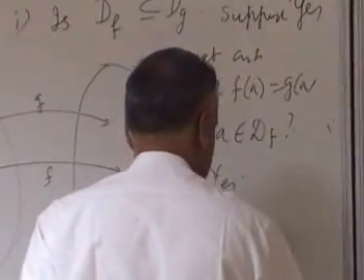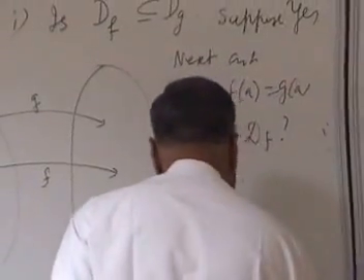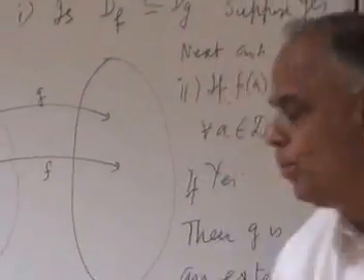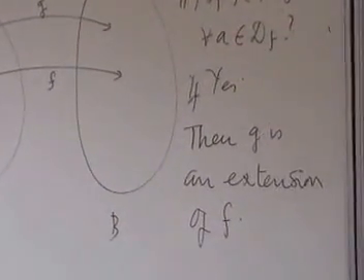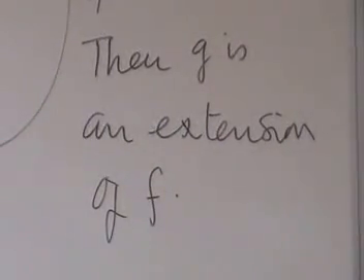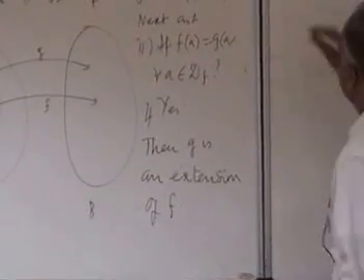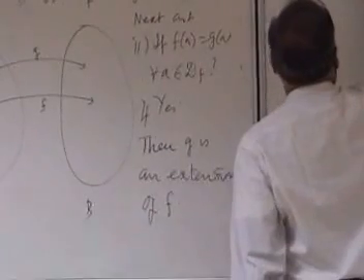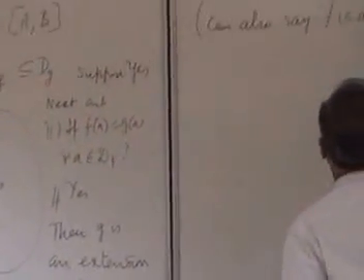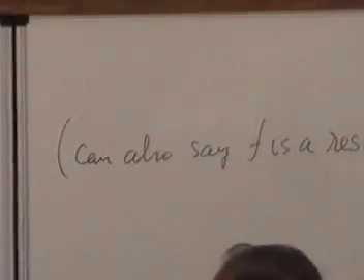If the answer is yes, what have we got? G is an extension of F. Now, with this understanding, there is a reverse way. We can say F is a restriction of G. We can either say that G is an extension of F, or F is a restriction of G. Okay? So now we define this relation.